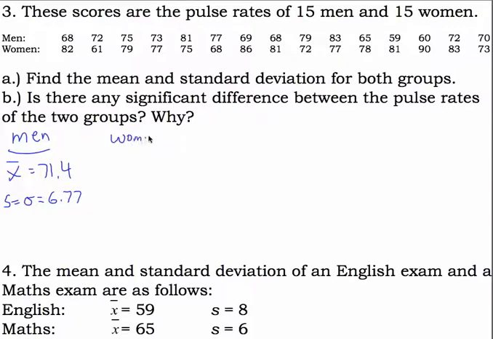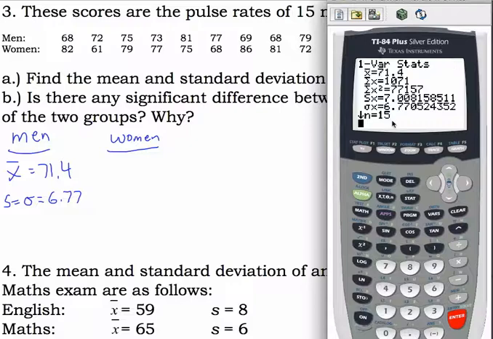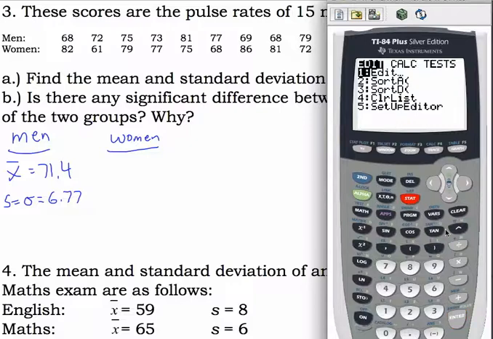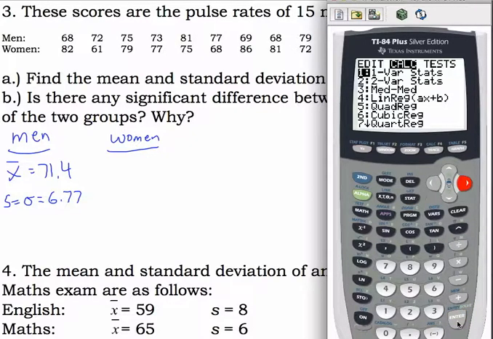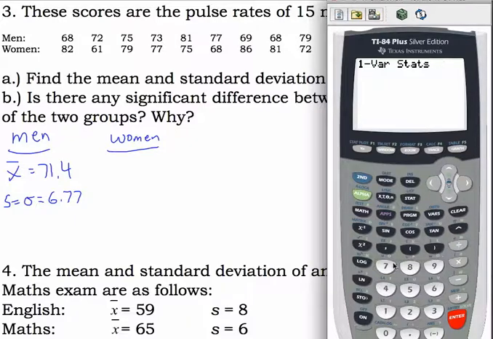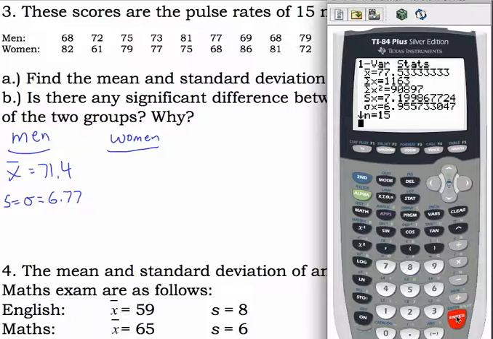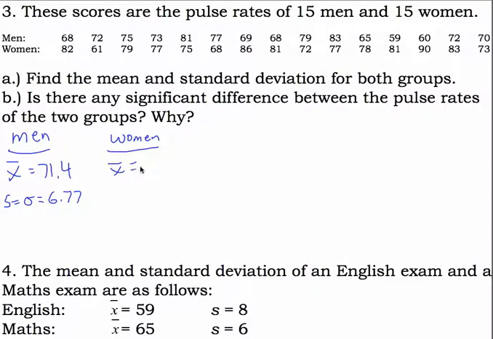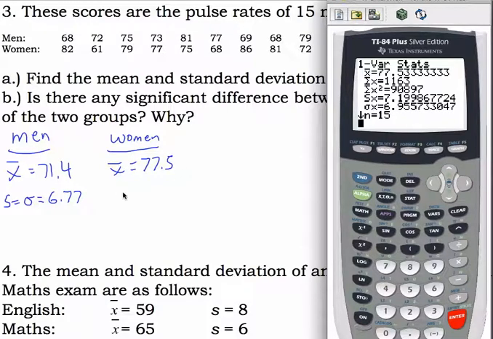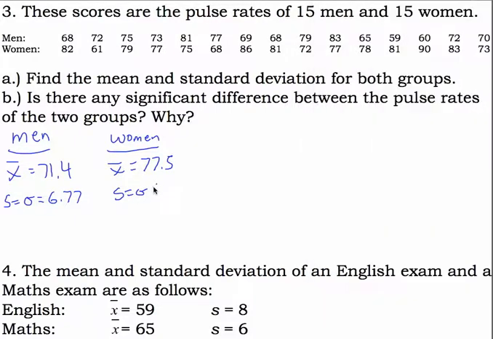Okay, now for the women, which are in list 5, I'm going to go to stat, go over to calc, one variable statistics on L5, and enter. So we have a mean of 77.5, and standard deviation is 6.96.